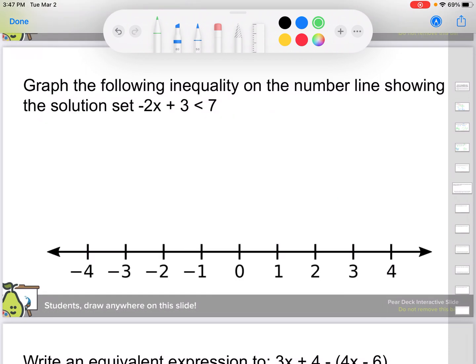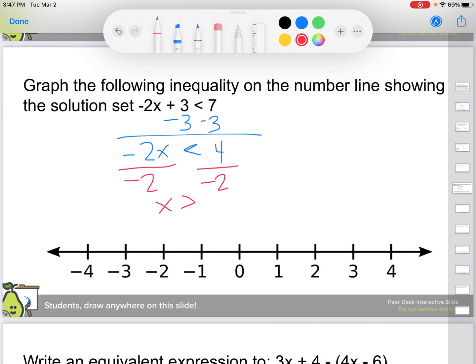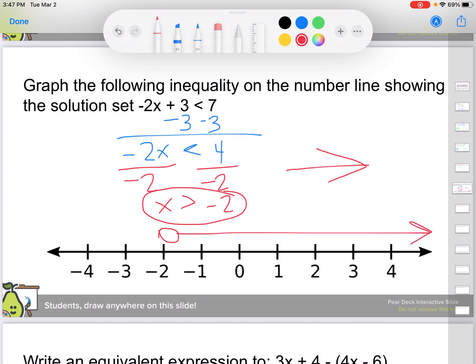Graph the following inequality showing the solution set. All right, so I'm going to subtract 3 on each side of my inequality. So I'm left with 2x is less than 4. Then I'm going to divide by a -2. When I divide by that negative, I have to flip my inequality. So I get a -2 as my response, because 4 divided by a -2 is a -2. I have an open circle on -2, and x is greater than. So my arrow is going to go that direction. It's an open dot because it doesn't have a line under the inequality.